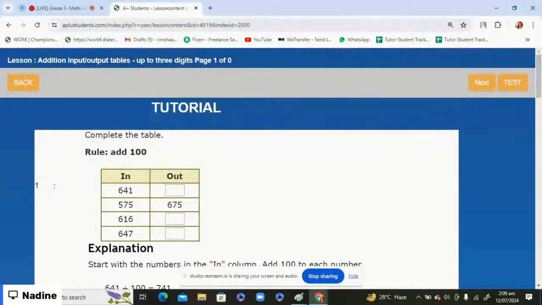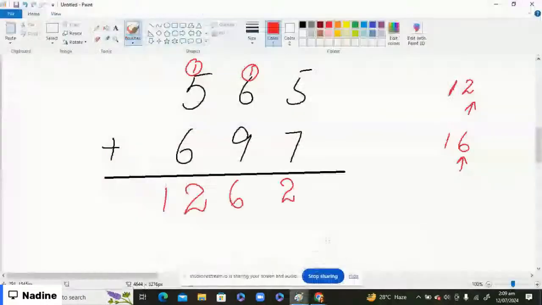So here, complete the table. So what is the rule? The rule is here: add 100. What does it mean? It means that inputs are given. Like for example, these numbers are given.